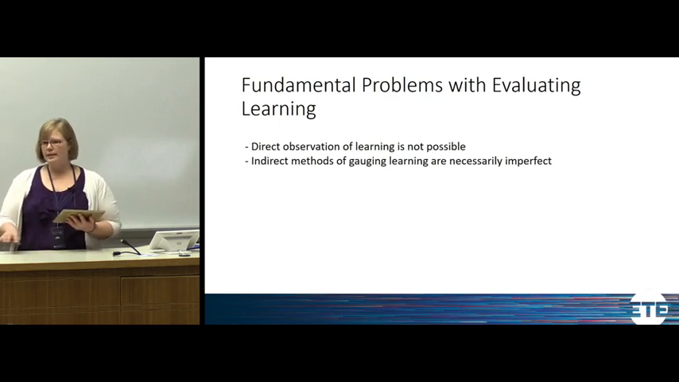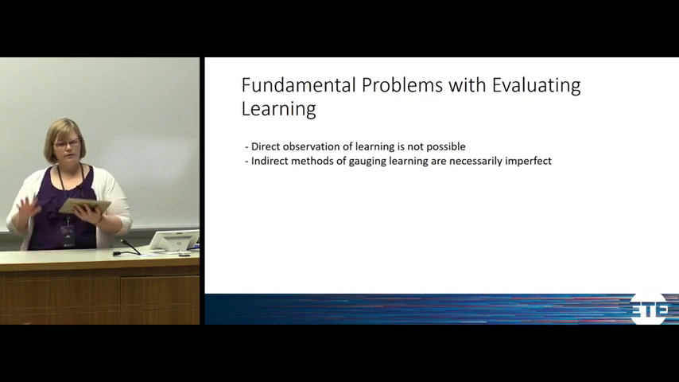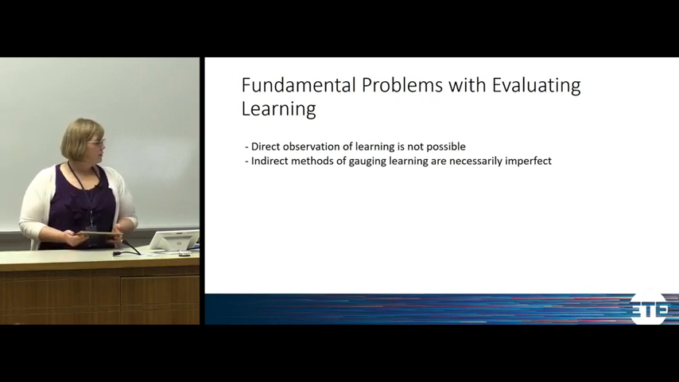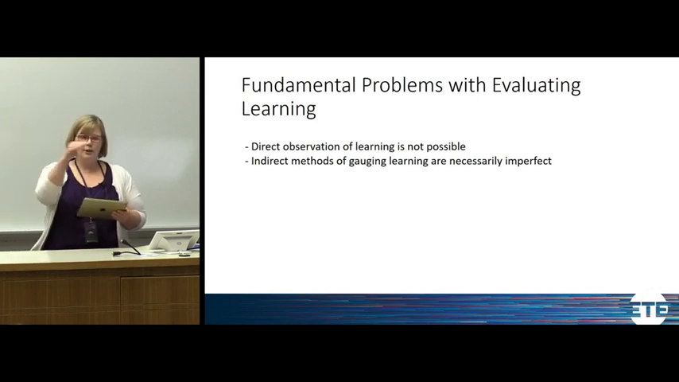Can they use this? Can they demonstrate it in some way? And so to that extent, it's several steps removed from what you're evaluating. Basically everything that you're using is an indirect measurement, and it's therefore imperfect. Okay, so it's a representation of the learning that you are interpreting. So twice removed from the actual learning.